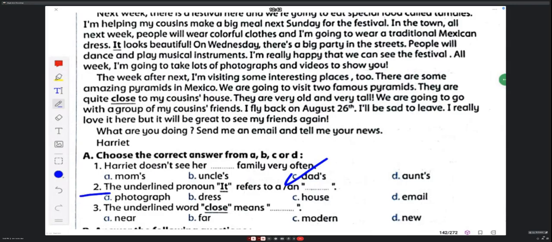Underline the pronoun. "It" refers to the house? No. "It looks beautiful." It refers to the dress, the traditional Mexican dress. And the underlined word "clothes" means dress.